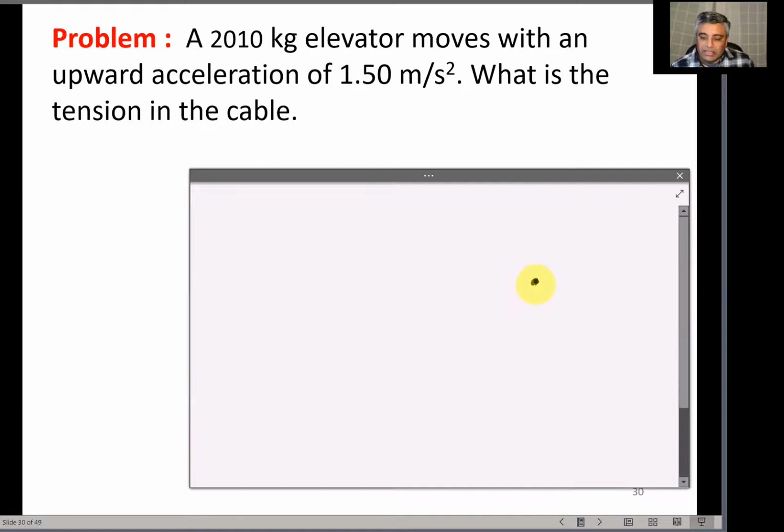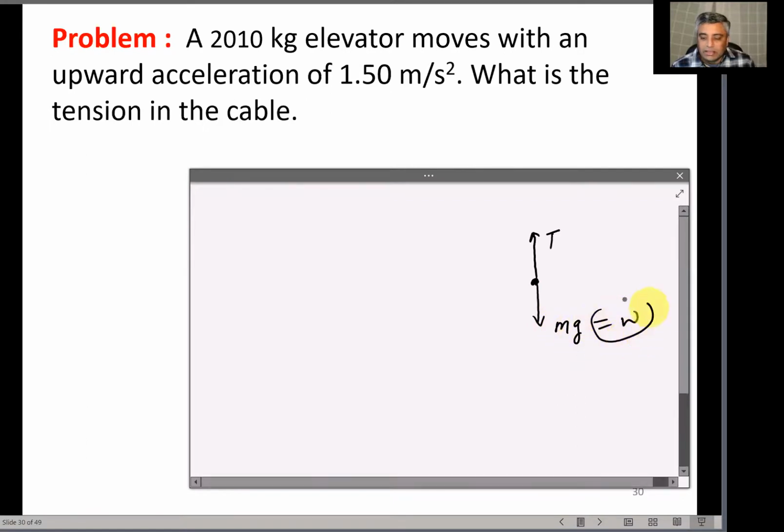So now I'm drawing it. So the elevator, there is a cable attached to the elevator, and of course there was a question like this, I think, on the pre-class exercise as well. So tension on the rope, and always there is weight. So mass is given. So I like to write weight in terms of mass, mg. So that's what the weight is, okay? Whenever mass is given, I like to write weight as mg.